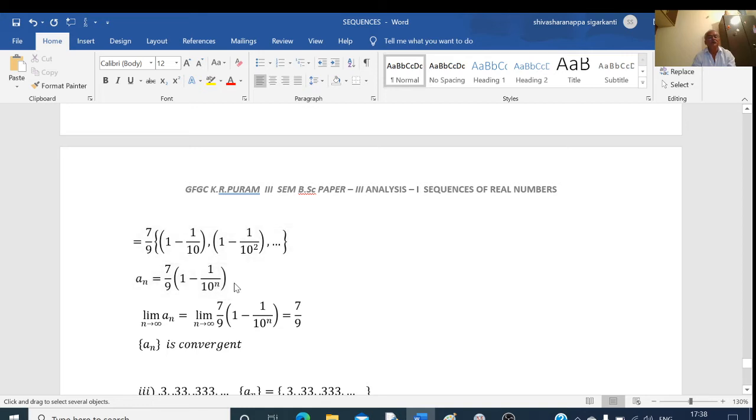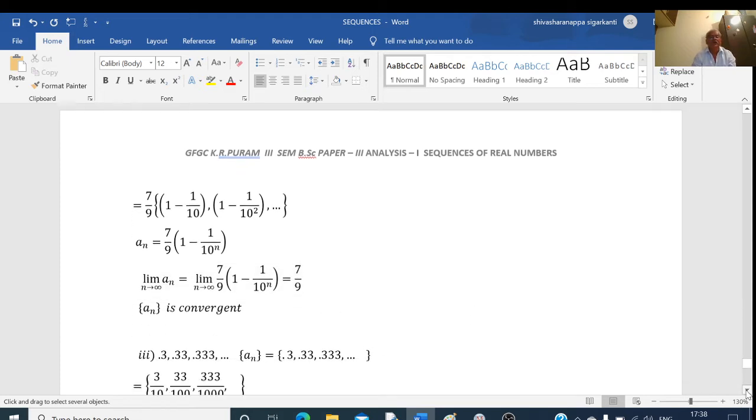Take the limit. Limit of a_n as n tends to infinity equals limit of 7 by 9 into 1 minus 1 by 10 raised to n. As n tends to infinity, 10 to the power of n tends to infinity. 1 by infinity equals 0. This bracketed quantity is 1 minus 0, which is 1. 1 into 7 by 9. So 7 by 9 is the limit of the sequence.